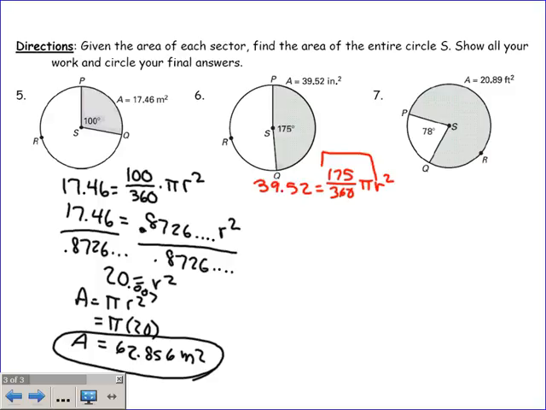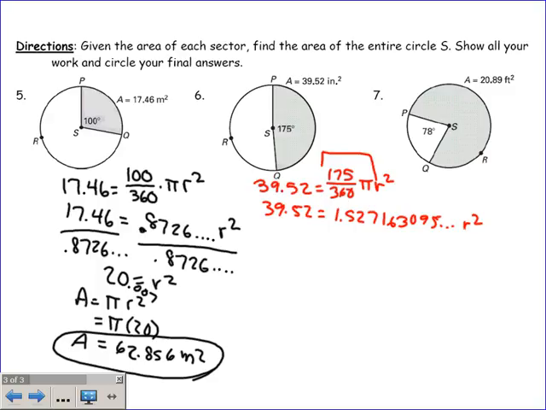I haven't abbreviated or anything else. I'll multiply it by pi, which I use the pi button. I have like 1.527. So I have 39.52 equals 1.5271630, whatever's in my calculator here, r squared. That number, that's what I have.